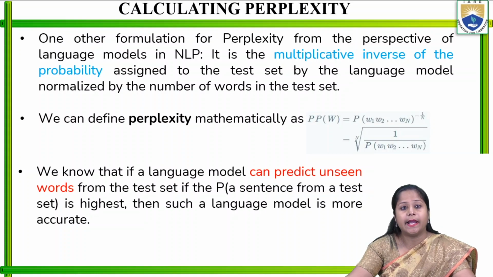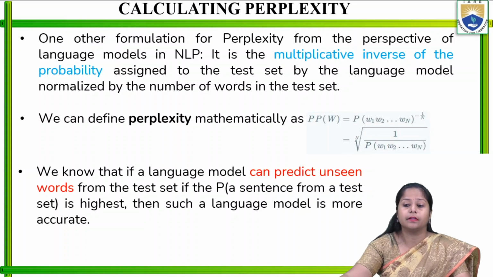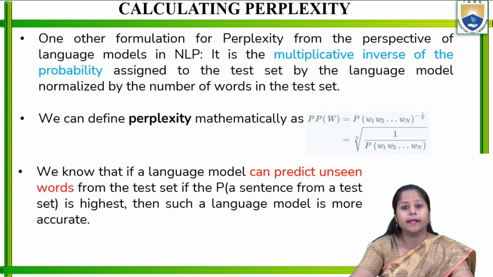We also know that if a language model can predict the unseen words from the test set, the probability P of a sentence from the test set will be highest. Whenever we feed unseen sentences, it works as a multiplicative inverse of that particular probability. Such a language model will be more accurate.